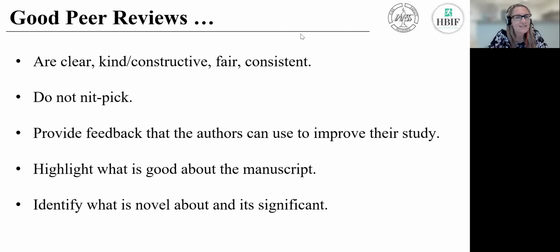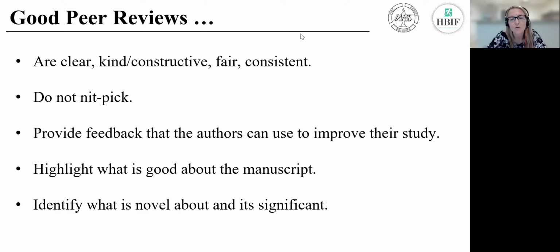Set the ego aside and provide a fair review, because at the end of the day, it really does, as Pete said, raise the standard of work and publications in our field. And also don't nitpick. Pete talked about that. It should be the author's papers. So we're ensuring quality here, right? Scientific merit to ensure that published work is grounded in sound science.